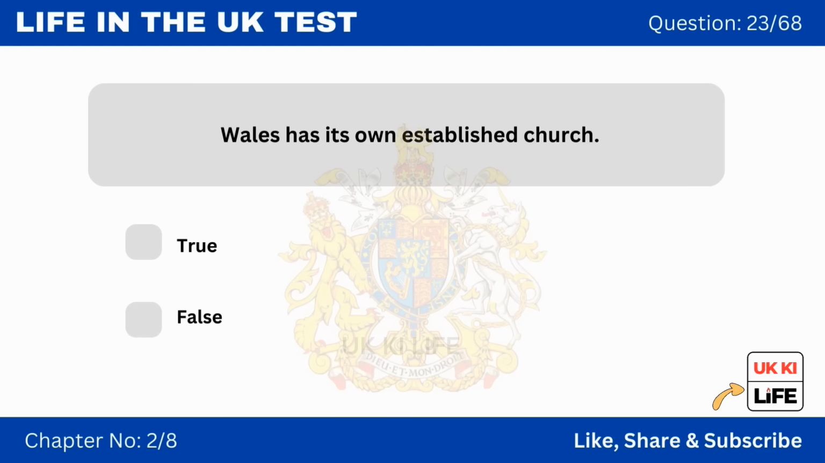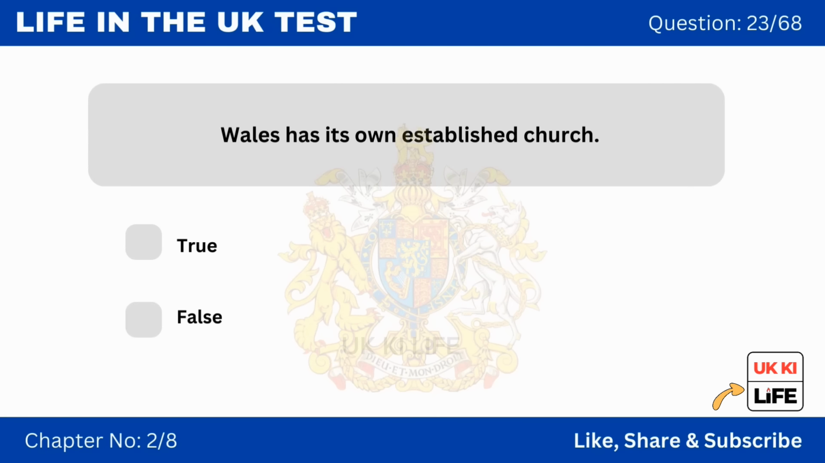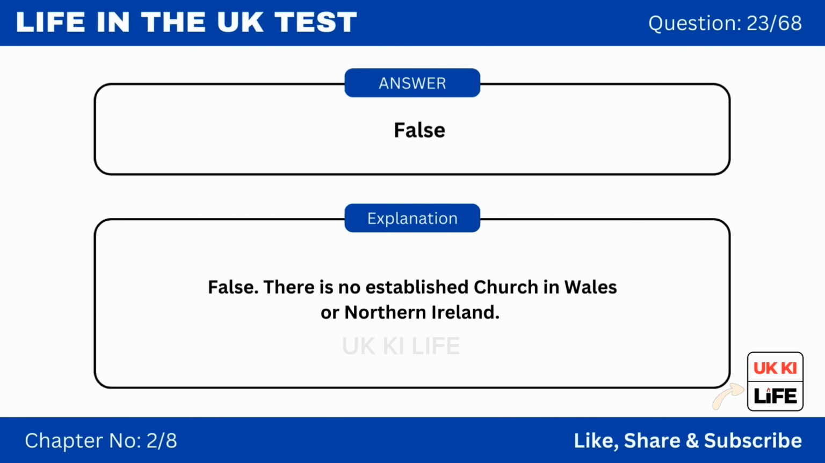Question 23. Wales has its own established church. True. False. The correct option is B. Explanation. False. There is no established church in Wales or Northern Ireland.